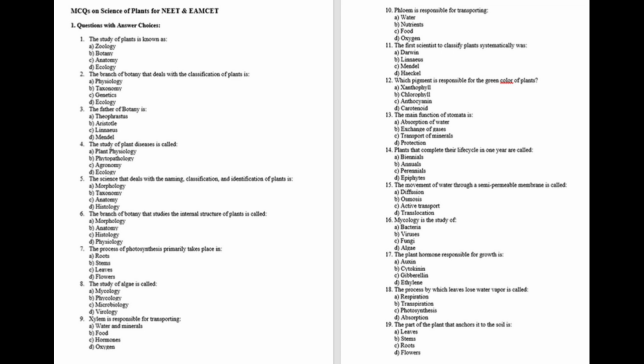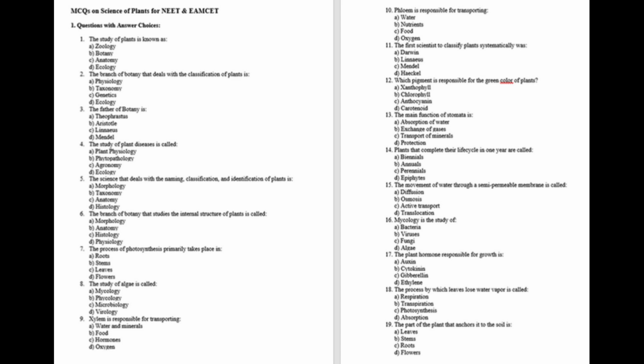The study of plants is known as A. Zoology, B. Botany, C. Anatomy, D. Ecology. The branch of botany that deals with the classification of plants is A. Physiology, B. Taxonomy, C. Genetics, D. Ecology. The father of botany is A. Theophrastus, B. Aristotle, C. Linnaeus, D.